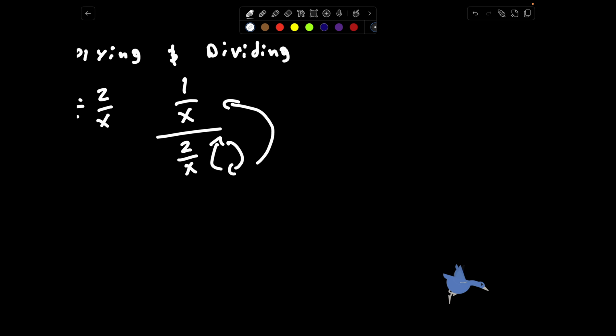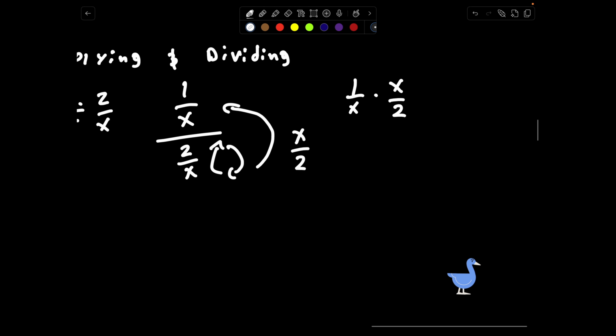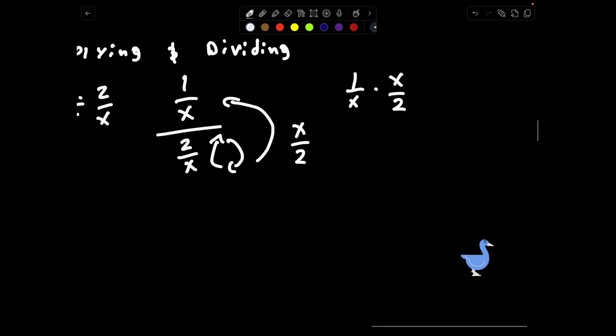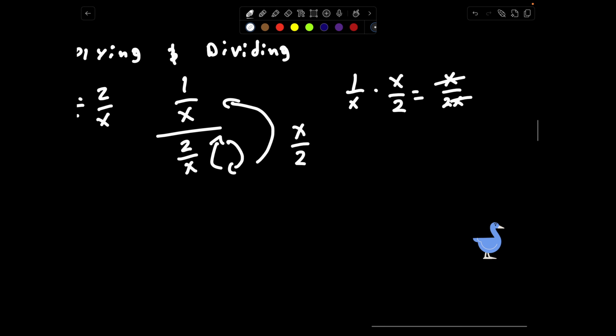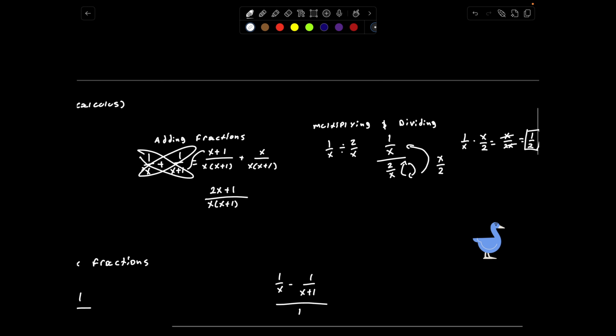I flip it around, we get x over 2, and then I put it right next to it. We're multiplying, which gives us 1 over x times x over 2. That's it. Division is easy. Just flip it and multiply it. x over 2x. The x's cancel out, which just gives us 1 over 2. That's it. Really simple. Don't overthink it.